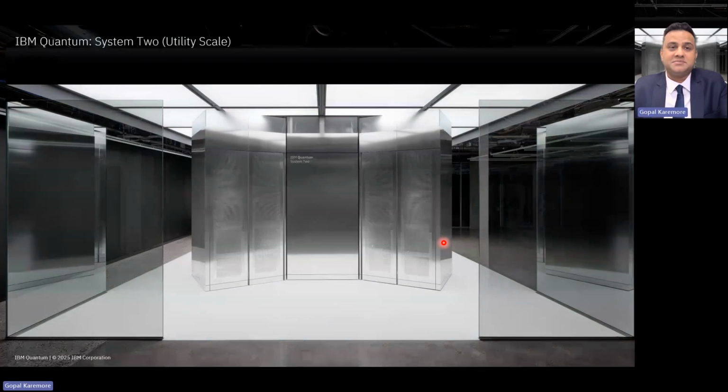We call this System Two, and it's utility scale. That means the quantum computer now has the ability to do a task which is beyond the capability of brute force classical computation. That's what we call utility scale. But this is not it, because this is still the NISQ era. Our ultimate goal is to go to the fault-tolerant era.